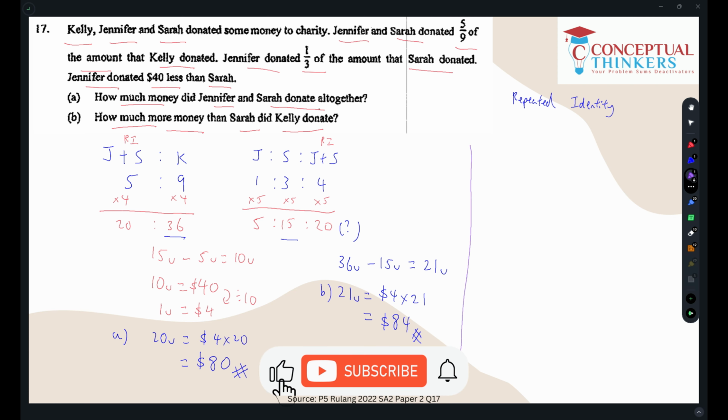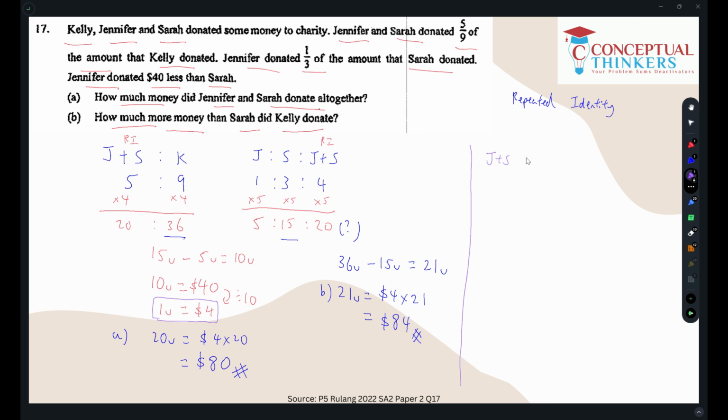So for this question, what I will do is I will see whether the ratio of Jennifer plus Sarah will be actually 5:9 of what Kelly donated. So what I will do is I will start with the value of my 1 unit here. Okay, so I did find out what is the value of Jennifer and Sarah, which is $80. So J plus S, so this will be actually equal to $80. And we did know that the number of units for Kelly will be 36. So what I'm going to do is going to find what is the value of Kelly. So it will be $4 times 36 units.